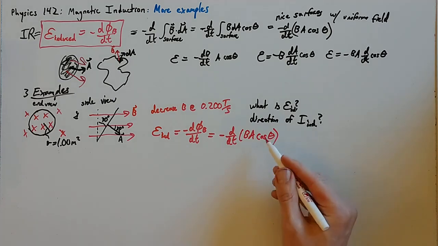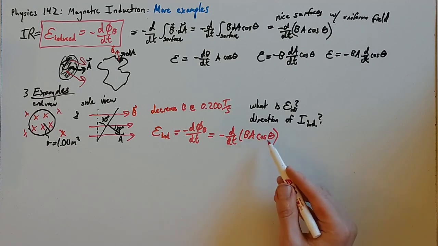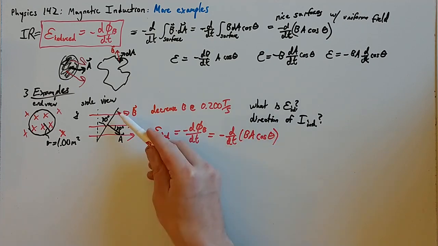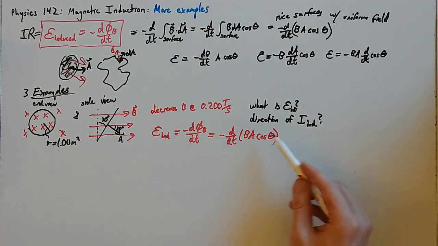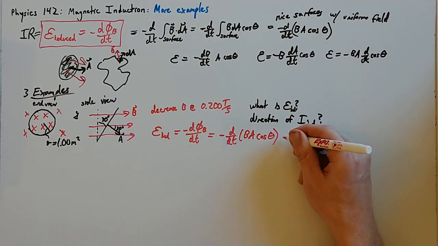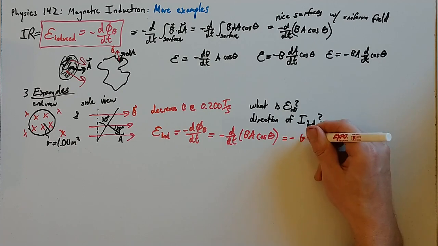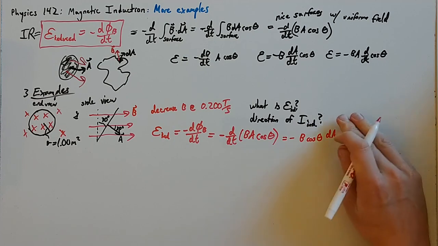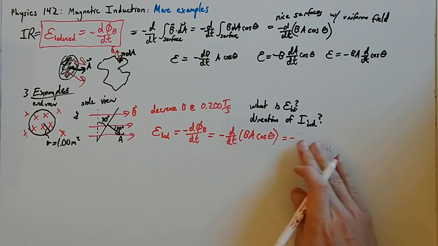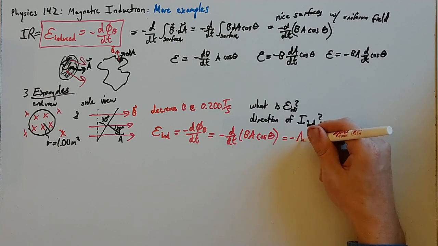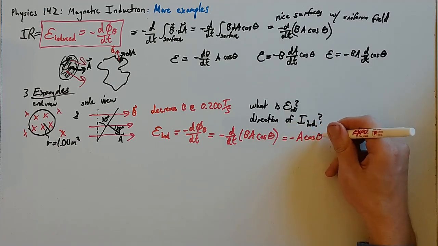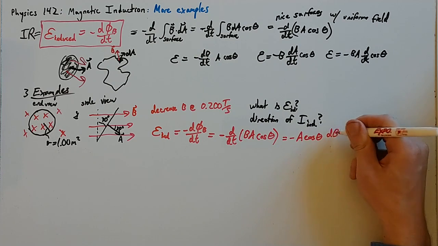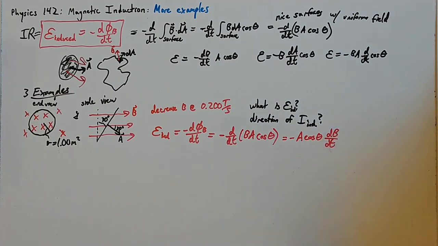Now A is constant with time. A isn't changing with time. My loop isn't getting bigger or smaller. Theta is constant with time. I've tilted it, but I'm not spinning it. It's just tilted, so that can come out. Let's try again. We just said A is constant, that comes out. Cosine theta, that comes out. And B isn't constant. So dB/dt, that's the thing that is changing here.